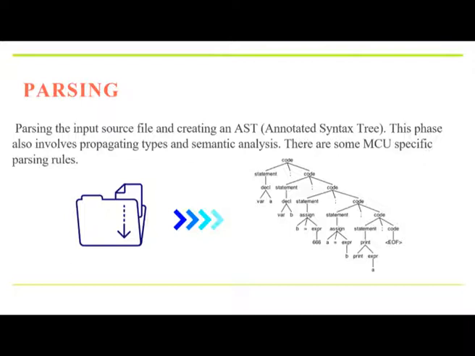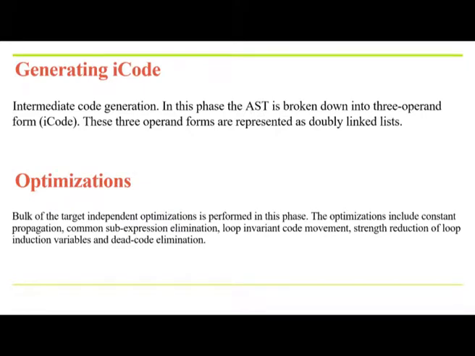This phase also involves propagating types, that is annotating each node of the parse tree with type information, and also semantic analysis. There are some MCU specific parsing rules for these phases. Next is generating I-code, also called intermediate code generation. In this phase, the AST is broken down into 3 operand form. These 3 operand forms are represented as doubly linked lists. I-code is the term given to the intermediate form generated by the compiler.